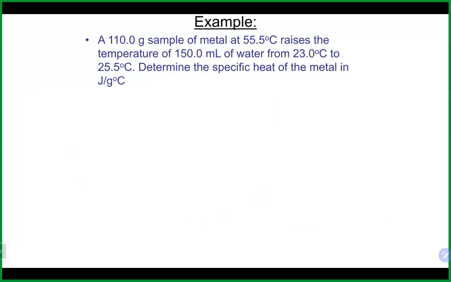A 110 gram sample of a metal at 55.5 raises the temperature of 150 milliliters of water. Yeah, so let's take a look. So again, this is very similar to what we just talked about. It's identical. We have a piece of metal, and the mass of our metal there is 110 grams. We have the initial temperature of our metal, which is 55.5 degrees Celsius.